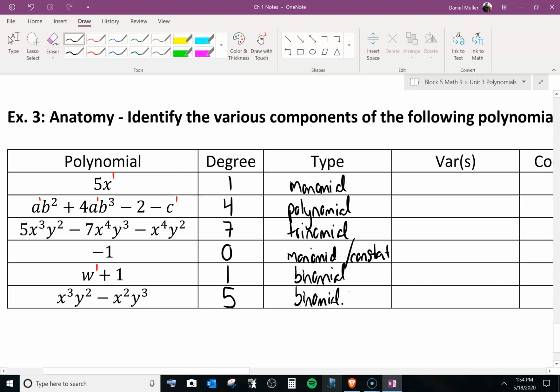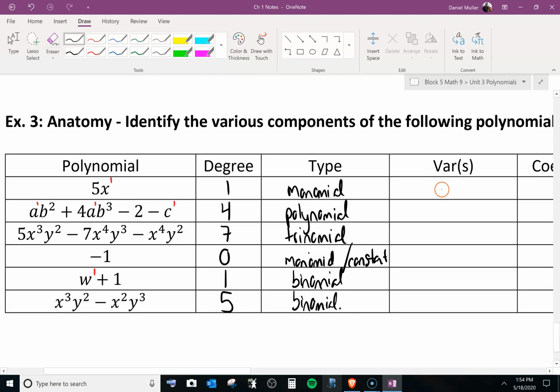Okay, that's good. Variables. Just what are the variables in there? So there's only an x in this one. This one here has got an a, b, and a c. This has x, comma, y. Those are the variables. This has none. There's a w in there, and there's an x and a y. It doesn't want the exponents, doesn't want any numbers. It's just what are the variables.